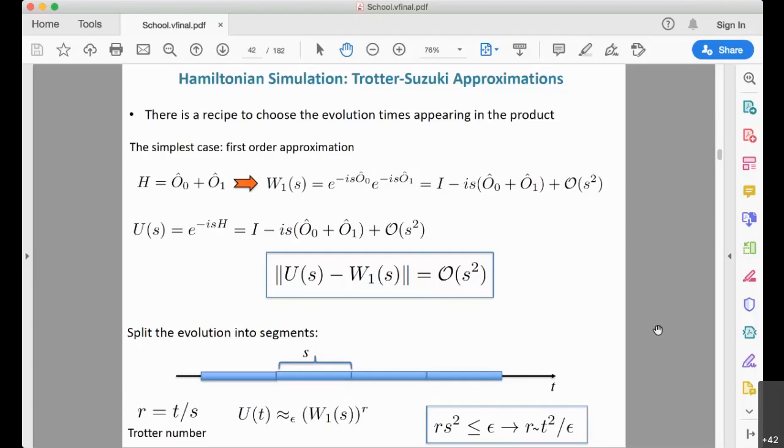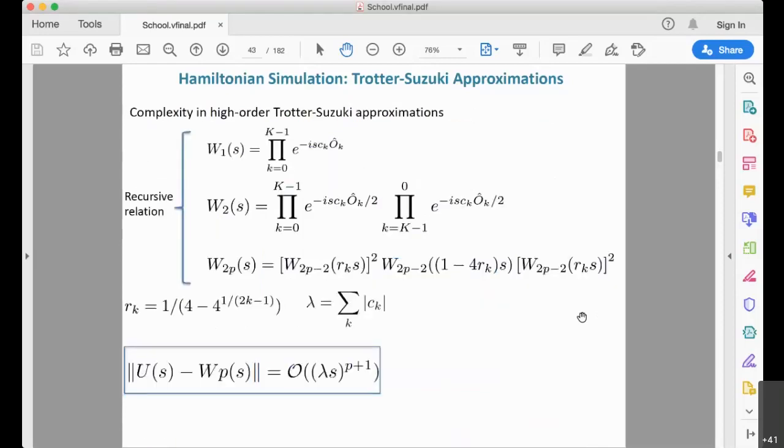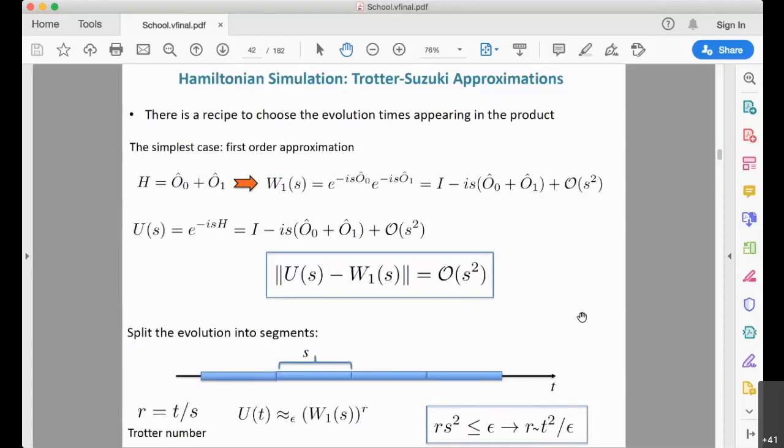So if we seek a precision error epsilon, then a simple calculation tells you that this total number r has to go quadratically with the evolution time over the precision epsilon. All right. So in that case, I'm going to end up approximating my evolution operator by just r products of W1 of S, and each W1 of S is just a short-time evolution with one Hamiltonian and then the other Hamiltonian. Fairly simple. And it's a good approximation because it satisfies the error bound that we wanted.